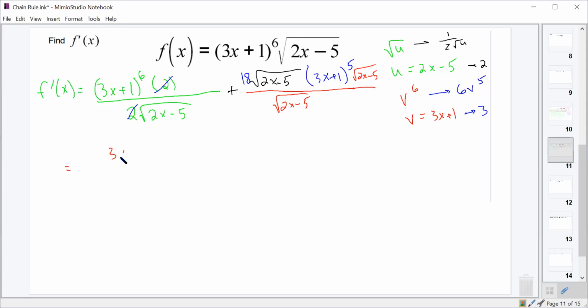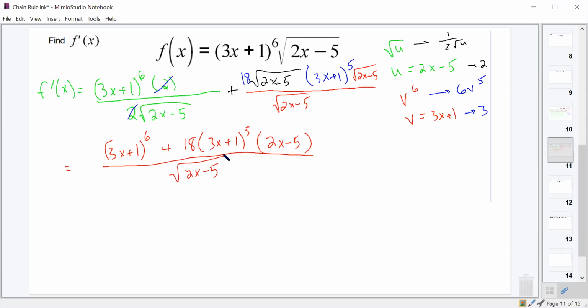So we've got 3x plus 1 to the 6th plus 18 times 3x plus 1 to the 5th times root 2x minus 5 times root 2x minus 5, which ought to just be 2x minus 5, and then a root 2x minus 5 in the denominator. Everybody good with the beginning part of the simplification? Yeah. Cool.